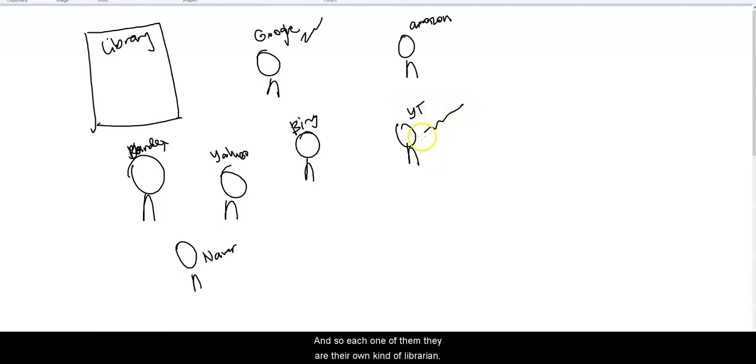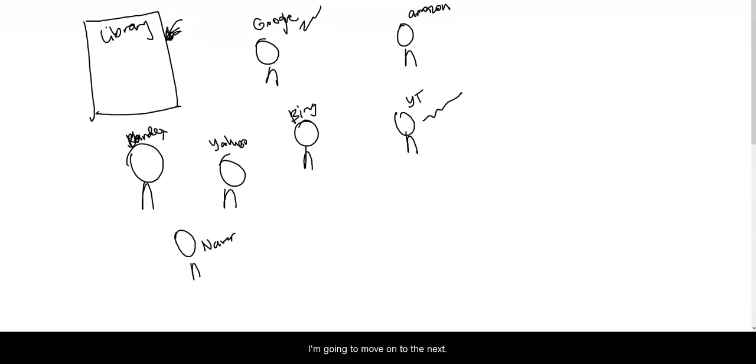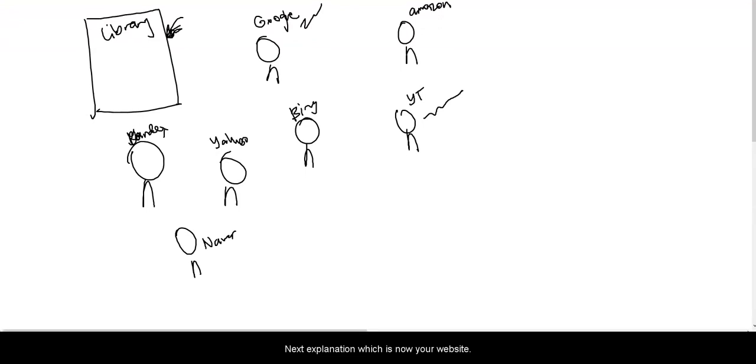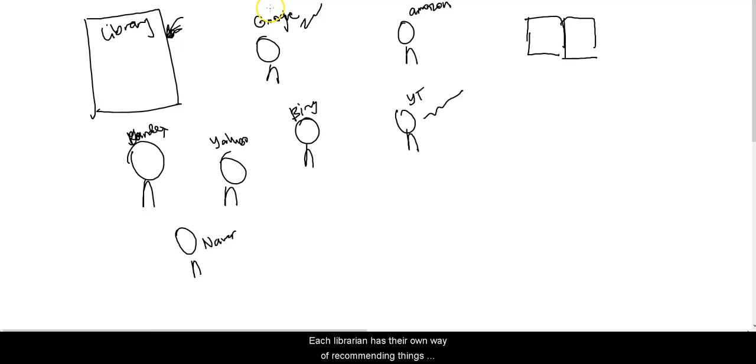Each of them is their own kind of librarian, and each gives you a recommendation based on whatever books are available in this library. If that's clear so far, I'm going to move on to the next explanation, which is now your website. If these are librarians, your website can be considered as books. Each librarian has their own way of recommending things, so just hold on to the thought of your website as a book.